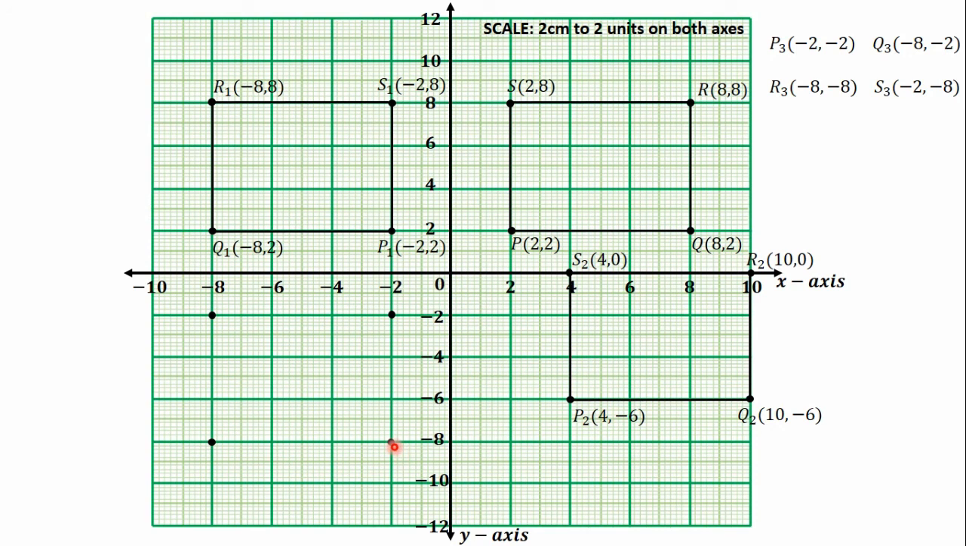That will be here. After that, we will join them with a straight line to get the image square P3, Q3, R3, S3. This is point P3 with coordinates (minus 2, minus 2). This is point Q3 with coordinates (minus 8, minus 2). This is point R3 with coordinates (minus 8, minus 8). And this is point S3 with coordinates (minus 2, minus 8). We have now fully solved the question we started with in the previous video.